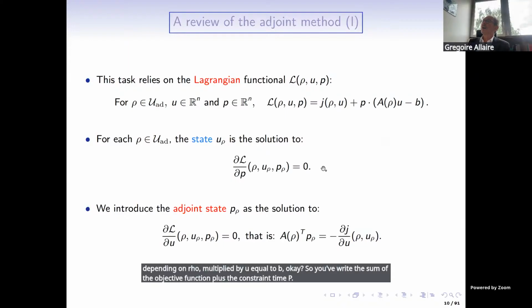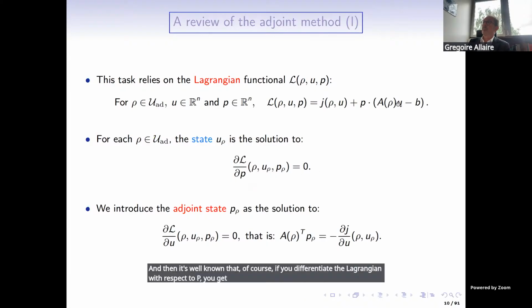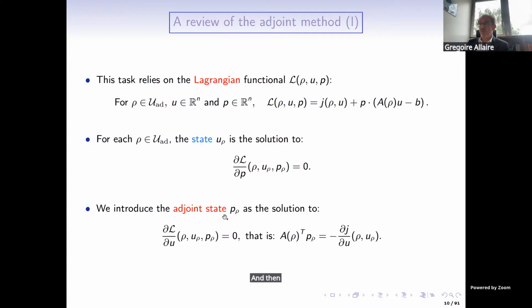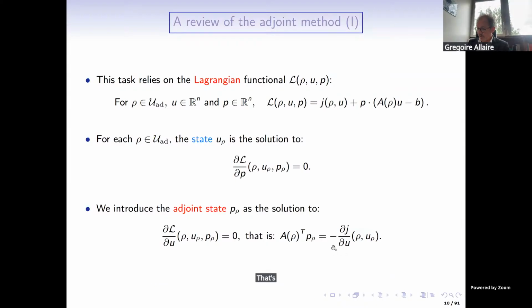So you write the sum of the objective function plus the constraint times p. And then it's well known that if you differentiate the Lagrangian with respect to p, you get simply A times u minus b. And if you equate this partial derivative dL over dp equal to 0, you get the state equation. And then similarly, the definition of the adjoint state is that the partial derivative of L with respect to u equal to 0. That gives you the adjoint state, which is simply the matrix A transpose times p equal to minus dj over du. That's the definition of the adjoint state.